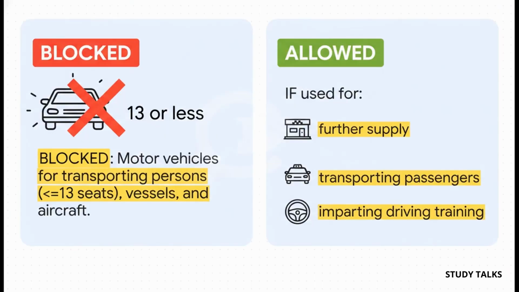First up, motor vehicles. The general rule is ITC is blocked on vehicles used for transporting people if the seating capacity is 13 or less. This also applies to vessels and aircraft. So that director's car from our opening question, blocked. But, and listen up because this is where you score the marks, ITC is allowed if you're in the business of doing one of three specific things. 1, you sell those vehicles, like a car dealer. 2, you transport passengers, like a taxi company. Or 3, you teach people how to drive. You have got to know these 3 exceptions by heart.